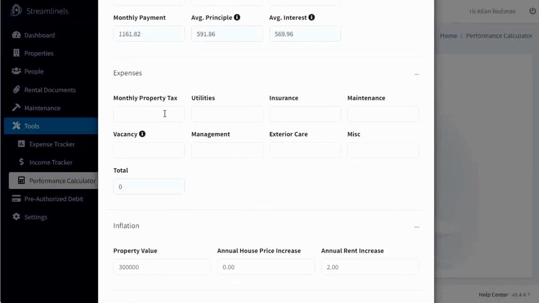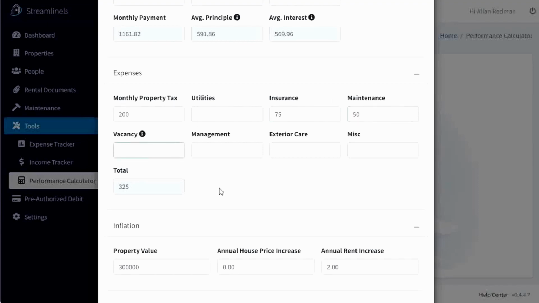And then we've got our expenses. We've got our monthly property tax. Now just remember, this is monthly. This is not annual. So let's just say our monthly property tax is $200 a month. Utilities, the tenant will take care of that. Insurance, let's say $75 a month. Maintenance, we want to put $50 in the pot.